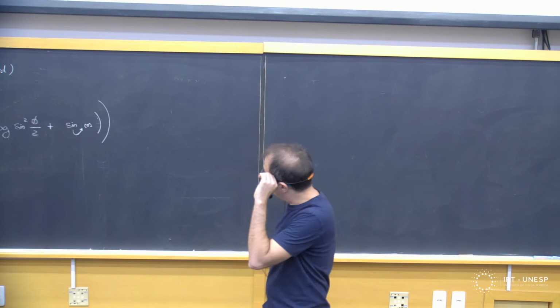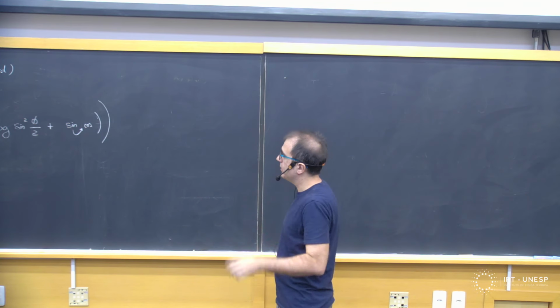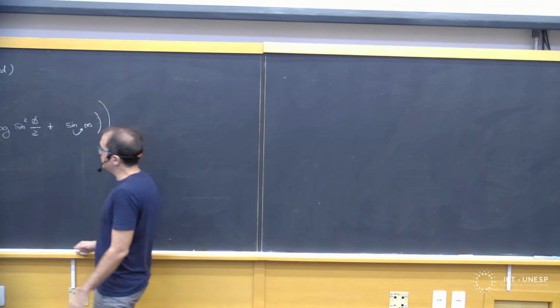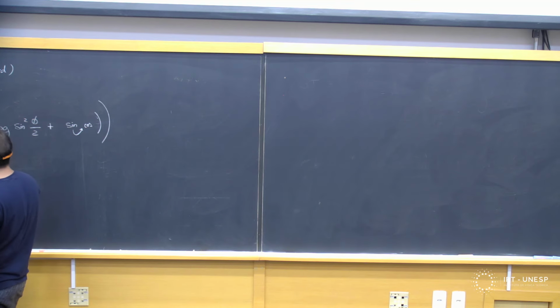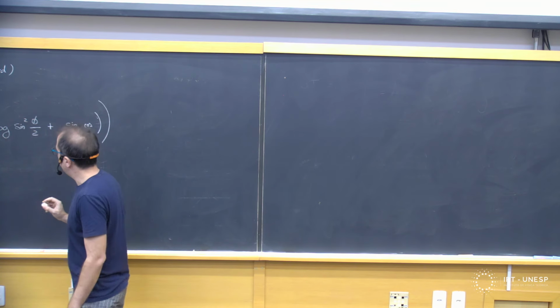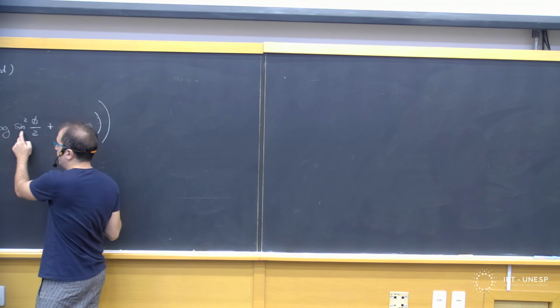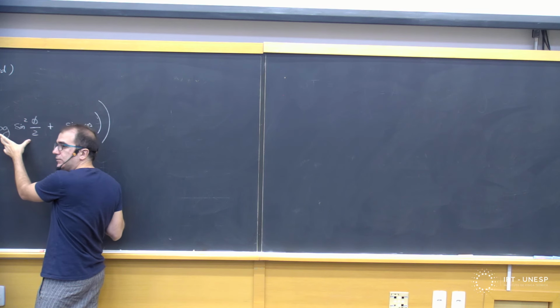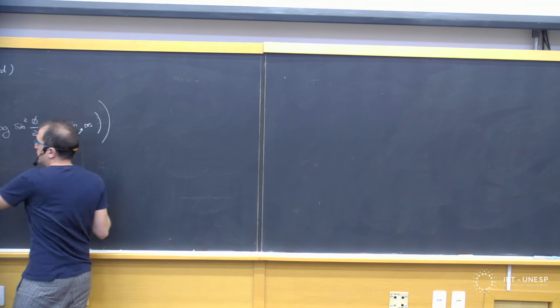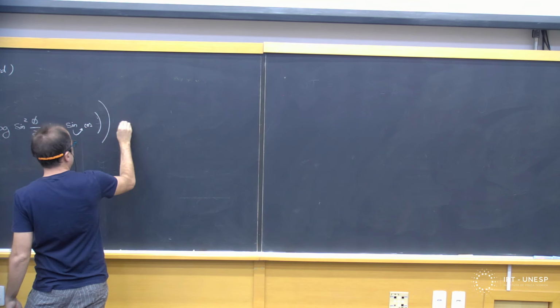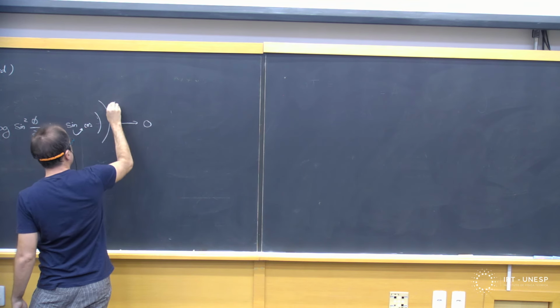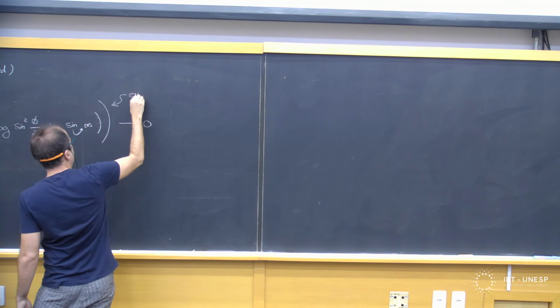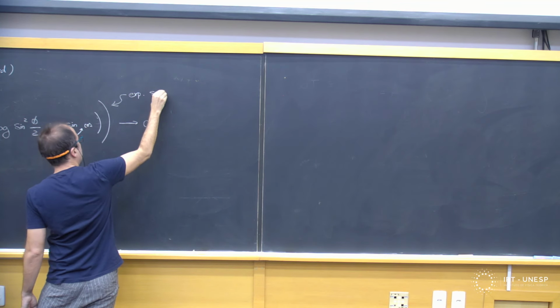And so let's see what's happening here. So this is the behavior at large energy. And this is log of a number between 0 and 1. So this is negative, right? You agree? This is negative. This is positive. So this is going to 0. So this result is exponentially small.